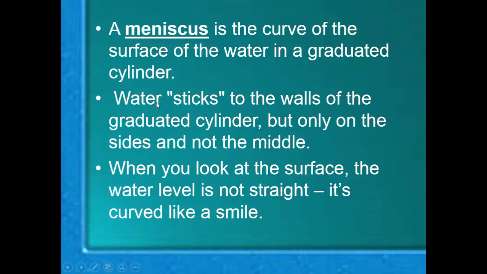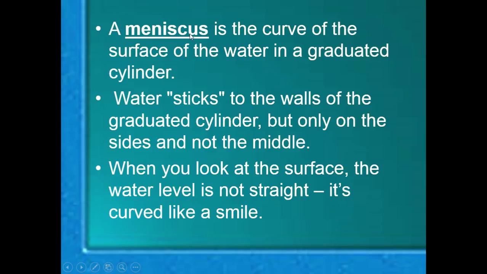So what happens to water is it actually sticks to the walls of our container and gives us a false reading. So what we must do is place our object on a surface, look at the water level, and we see a little curved smile. We want to look at the bottom of that curved smile. That curved smile, we give it a name. We actually call it a meniscus.